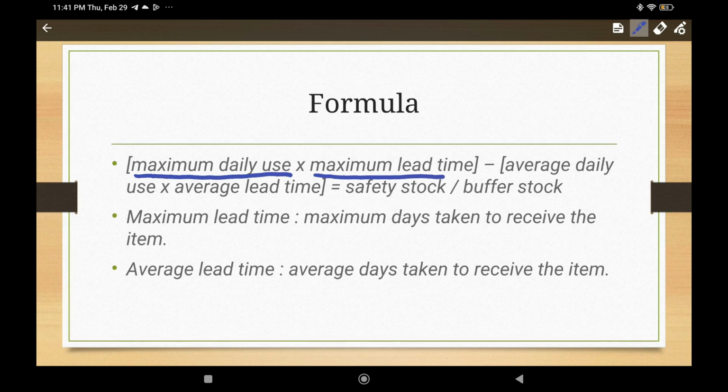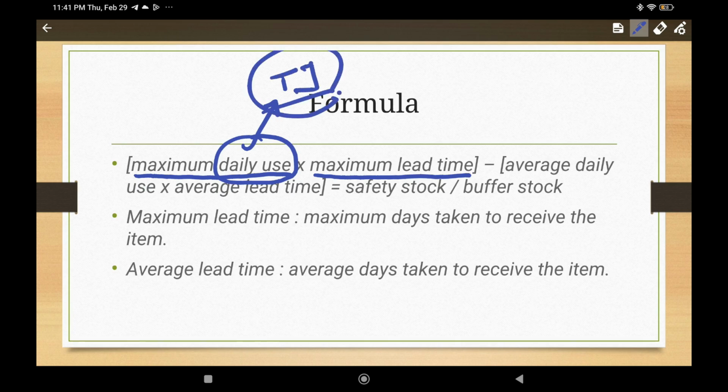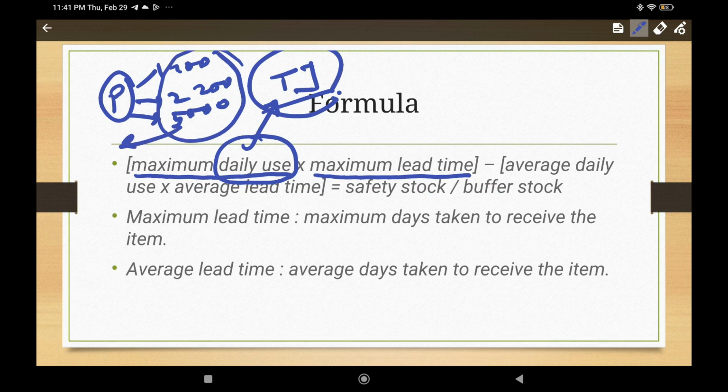Okay, so see, the formula is maximum daily use into maximum lead time. Now determining maximum daily use for one particular drug is a very tedious job for one hospital, because if we have to calculate maximum daily use, suppose paracetamol is used 100 in ward number 1, 200 in ward number 2, 5000 in outdoor. Now if we have to summarize this total amount, then it's a very hard job. I'm coming to the next discussion, that how it can be solved.